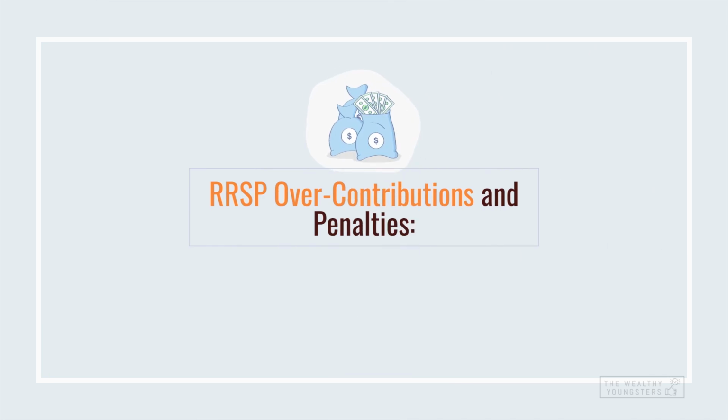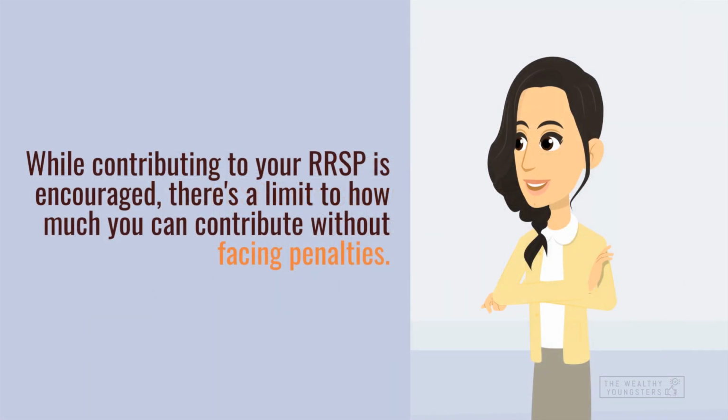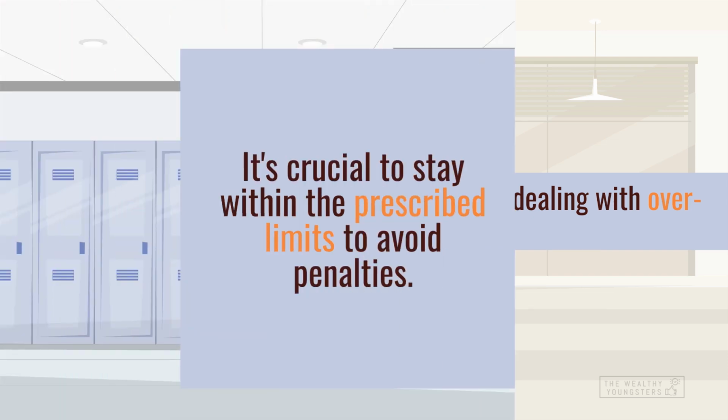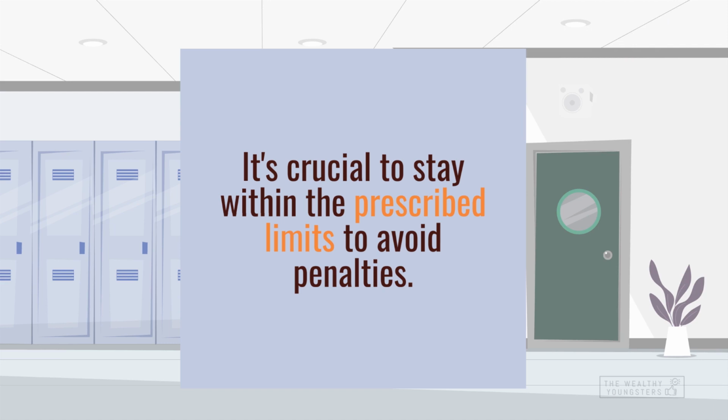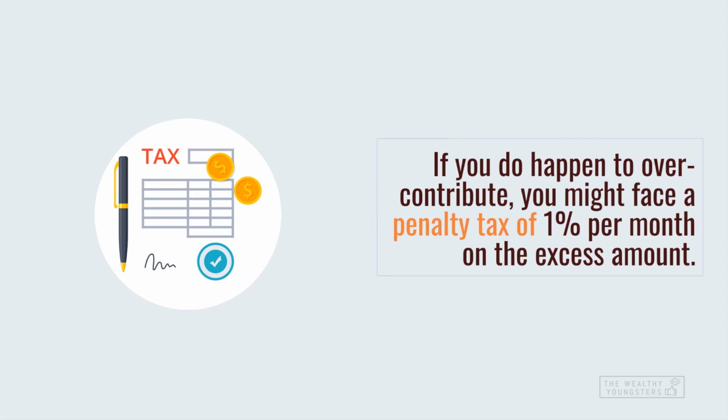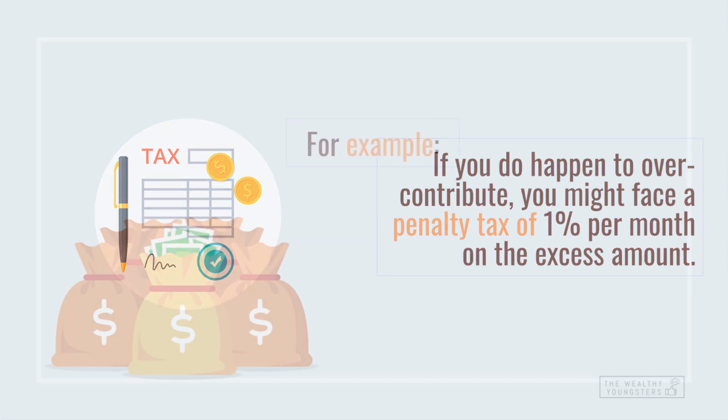RRSP over contributions and penalties. While contributing to your RRSP is encouraged, there's a limit to how much you can contribute without facing penalties. If you exceed your contribution limit, you'll be dealing with overcontributions. It's crucial to stay within the prescribed limits to avoid penalties. If you do happen to overcontribute, you might face a penalty tax of 1% per month on the excess amount.